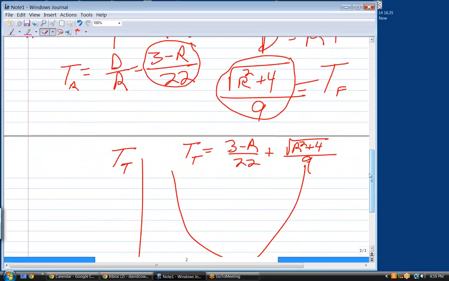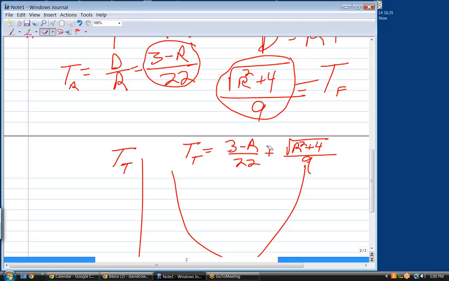Now, if you were in calculus, there's an easy way to do this. You take the first derivative, set it equal to 0, and solve for r. But given that you haven't had calculus or anything like it yet, I'm not sure. She just wanted us to graph it and find the minimum. Well, that's not the easiest function to graph. Notice what my function looks like: (3 minus r) over 22 plus square root of (r squared plus 4) over 9.